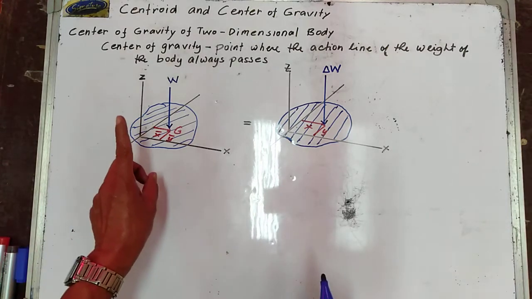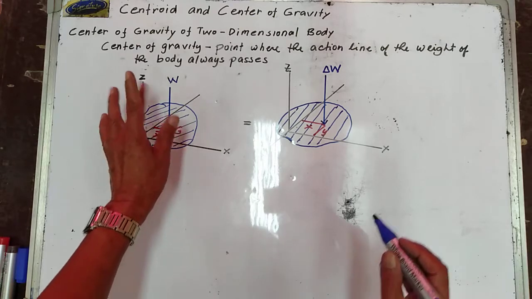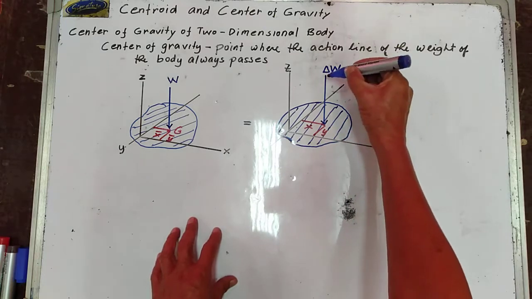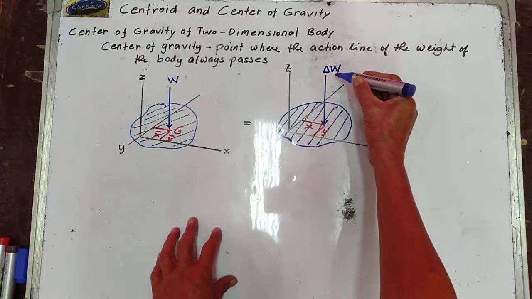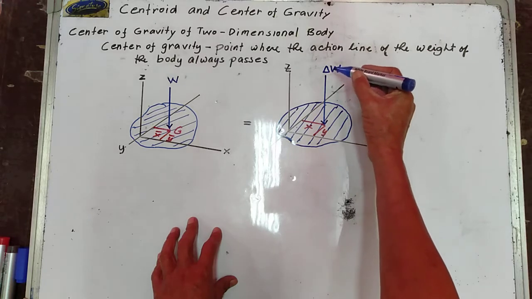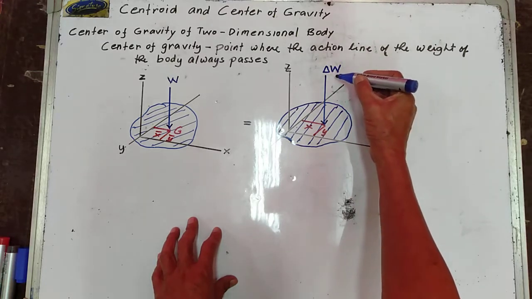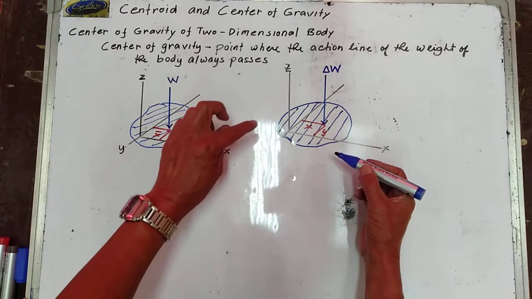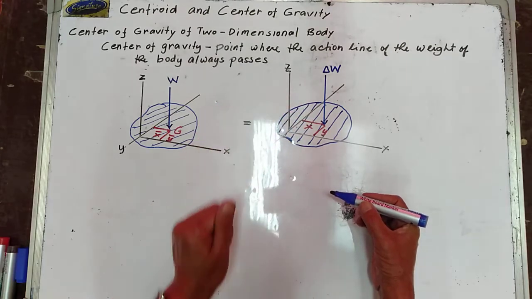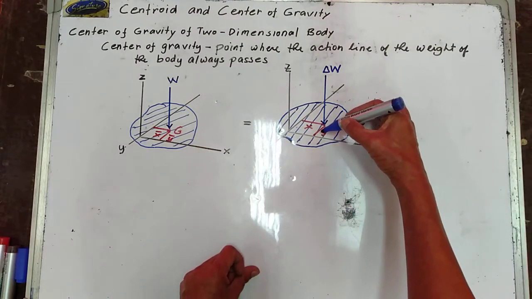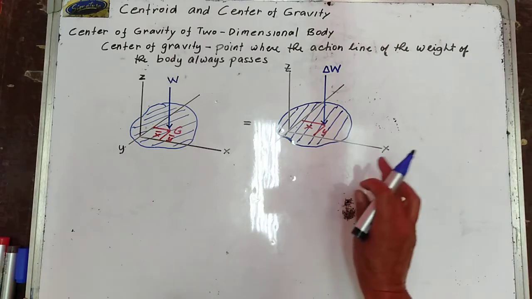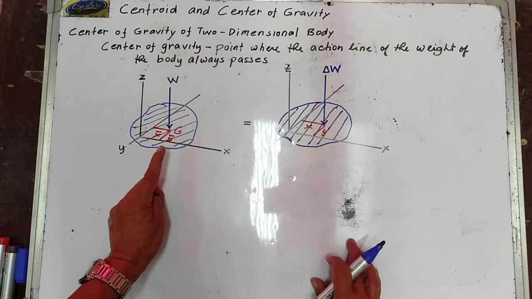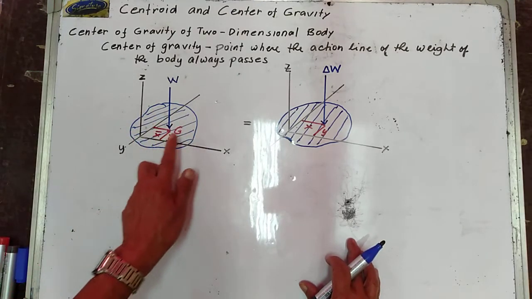Now, if you consider a differential elemental weight of the body, this is your body, and this is the differential elemental weight of the body, which is delta W. This elemental weight is located at a distance x from the y-axis and at a distance y from the x-axis. Now, our problem here is to determine the center of gravity of this body.